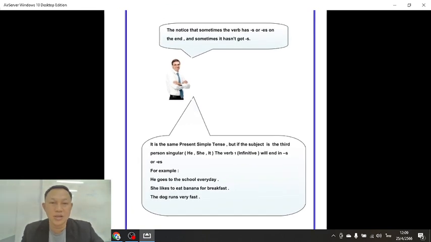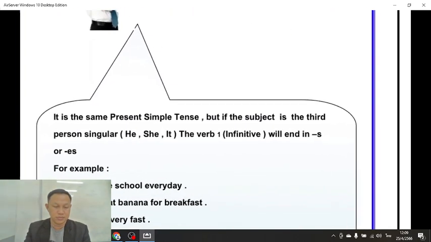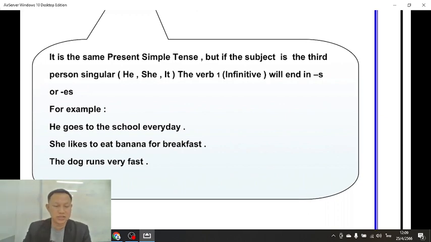Notice that sometimes the verb has s or es on the end and sometimes it hasn't got s. It is the same present tense, but if the subject is the third person singular, for example, he, she, it, the verb 1 or infinitive will end in s or es. For example, he goes to school every day. She likes to eat banana for breakfast. The dog runs very fast.